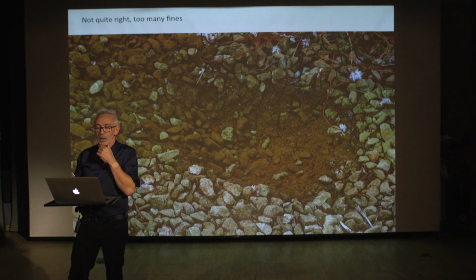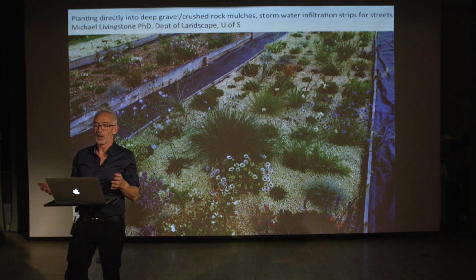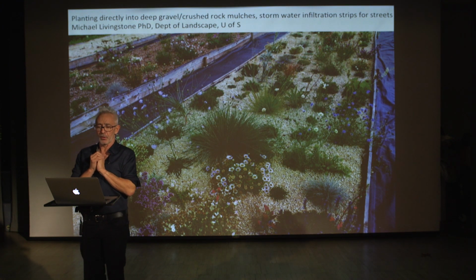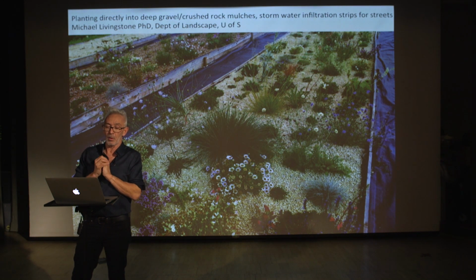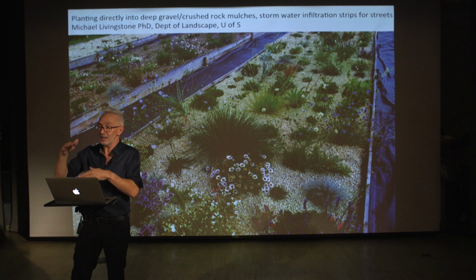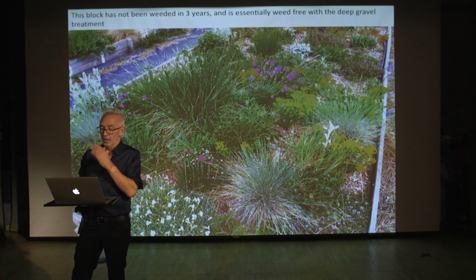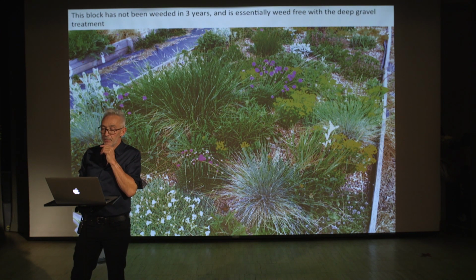So this is not right. They've got it wrong. A much better example of this is some PhD research projects, and this is just pure washed pea gravel and washed crushed limestone. It's limestone on the right, and it's gravel mulch on the left. And the plants are planted into these 200 millimeter layers. 3 years later, there's no weeds in the pea gravel. It's never been weeded. Things just don't establish in it. It's just too hostile. But it has to be deep.